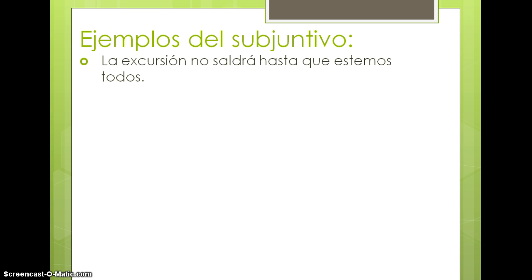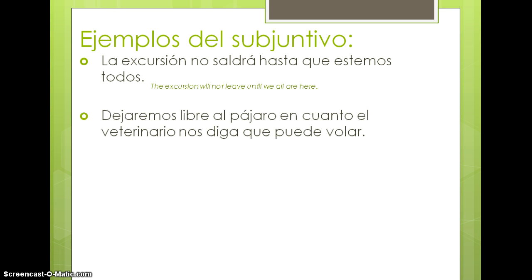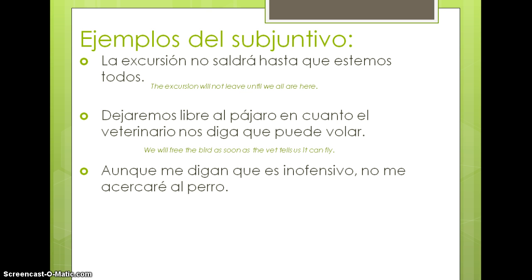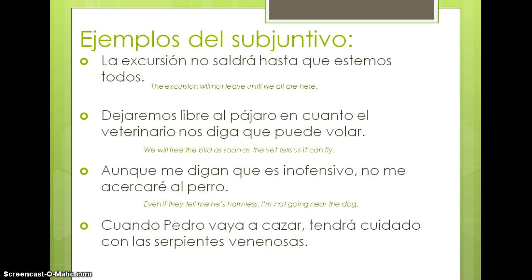La excursión no saldrá hasta que estemos todos. Dejaremos libre al pájaro en cuanto el veterinario nos diga que puede volar. Aunque me digan que es inofensivo, no me acercaré al perro. Cuando Pedro vaya a cazar, tendrá cuidado con las serpientes venenosas. Again, these all require the subjunctive.